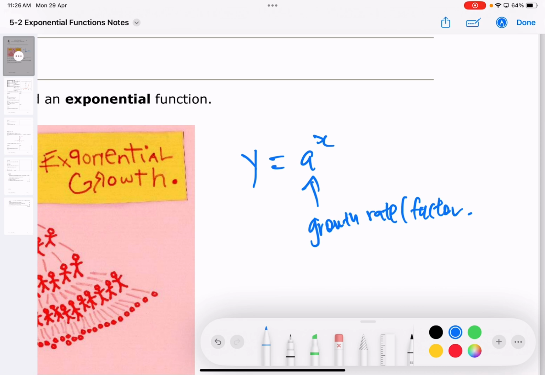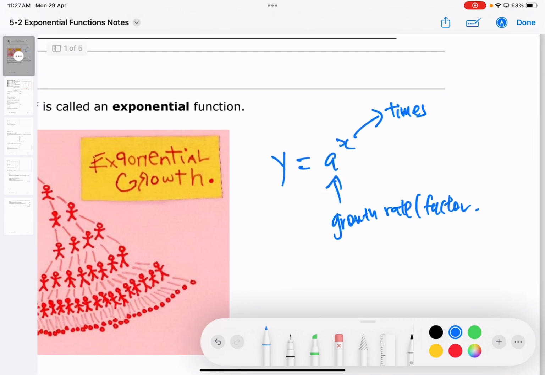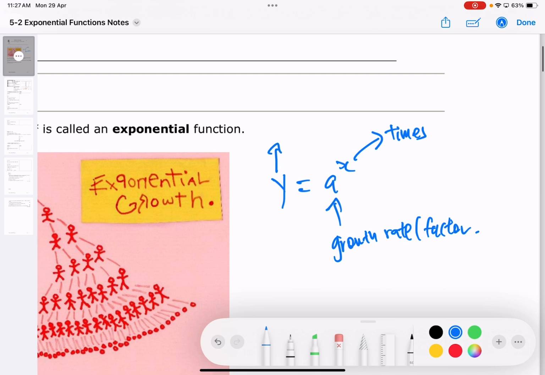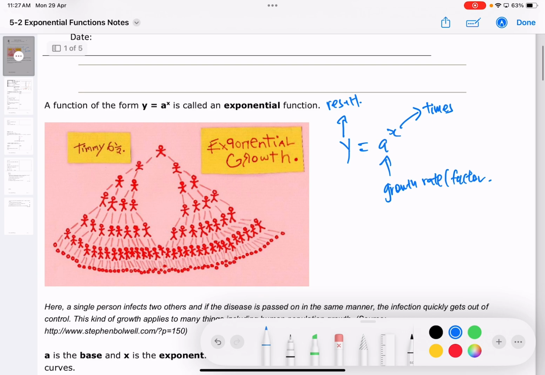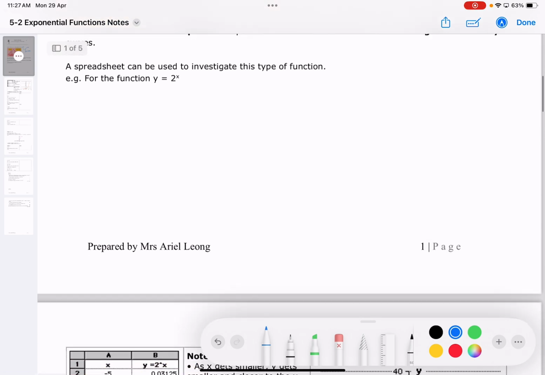So basically logarithms is just an inverse of our exponential function. Okay, the x over here represents the number of times we compound. So you can think of the number of times. Just write it as times lah, okay? Don't need to make it too complicated. And your y is basically your result. Right? Your y is actually your result. Alright? So I want you guys to remember these few things and let us straight away get to doing it.